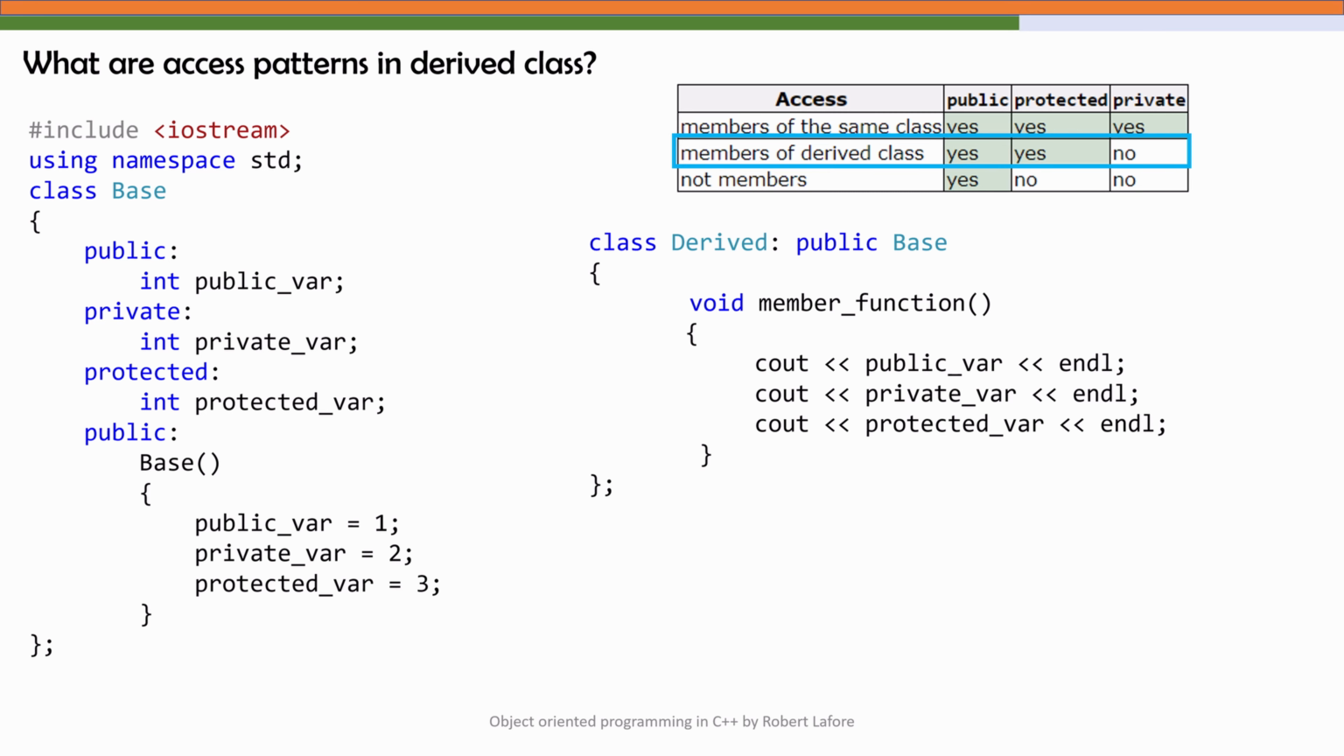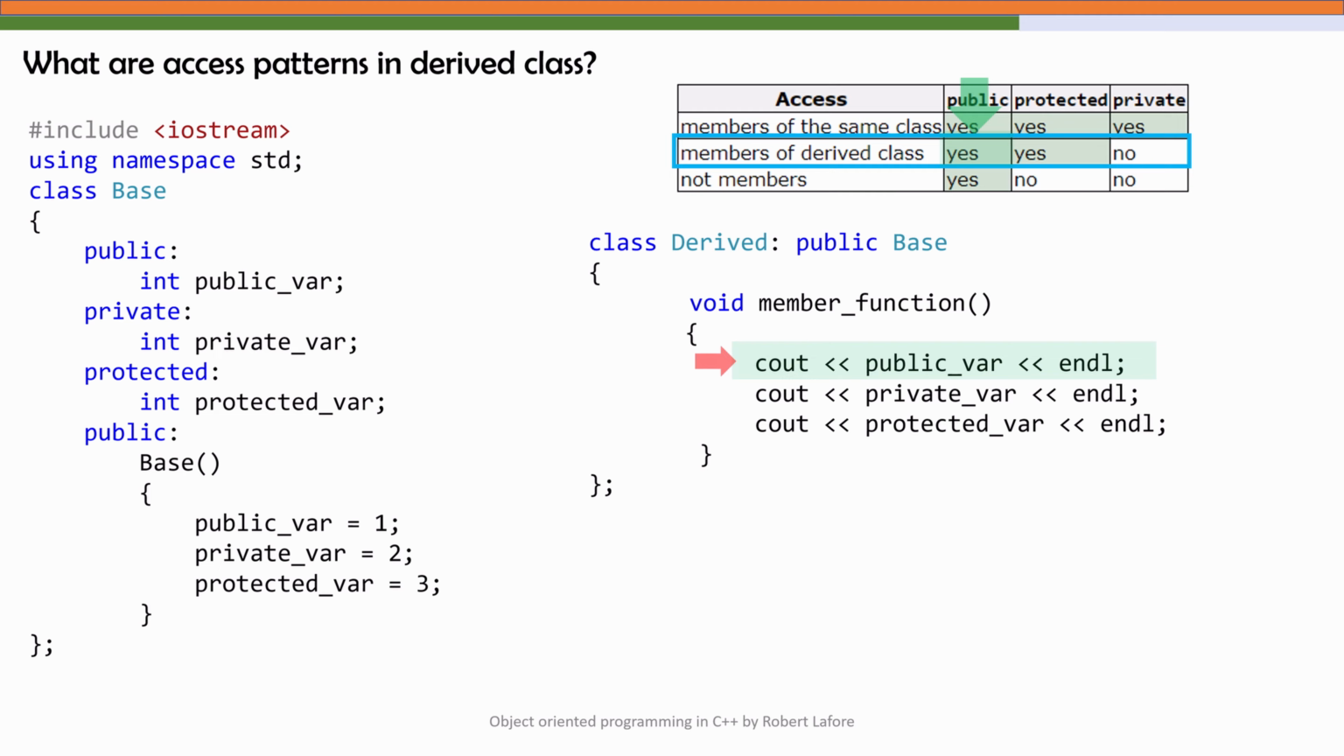Now that we have seen how access works within the same class, let's take the next step and see what happens when one class inherits from the other. In C++, when a derived class inherits from a base class, it doesn't automatically gain access to everything in the base class. The access specifiers public, private and protected determine what can and cannot be accessed from the derived class. In this example, the class Derived inherits publicly from the class Base. Inside the Derived class, we have a member function, member_function, that tries to access these three members of the base class. Now let's analyze what happens here step by step.